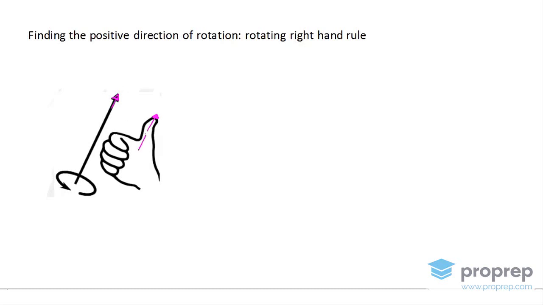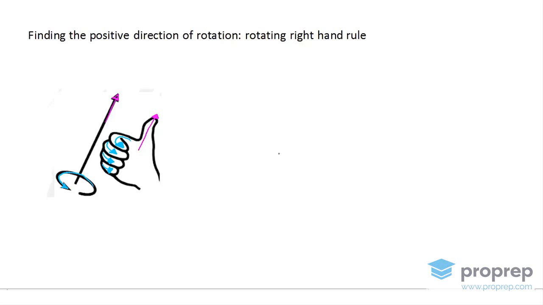And that represents the axis of rotation. Then what your fingers represent is this. Your fingers are going in this direction, and this is this arrow, the positive direction of rotation. So if your Z is pointing upwards, then your positive direction of rotation is the direction that your fingers are curled in, and rotate in.